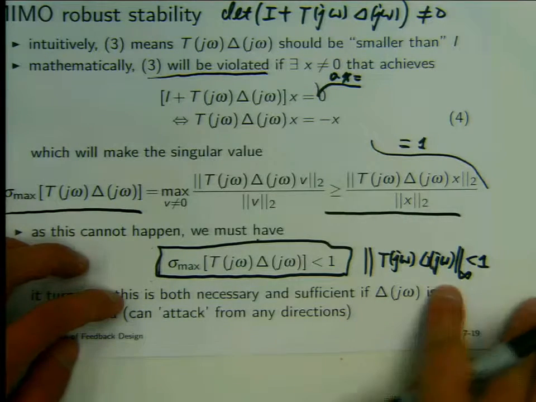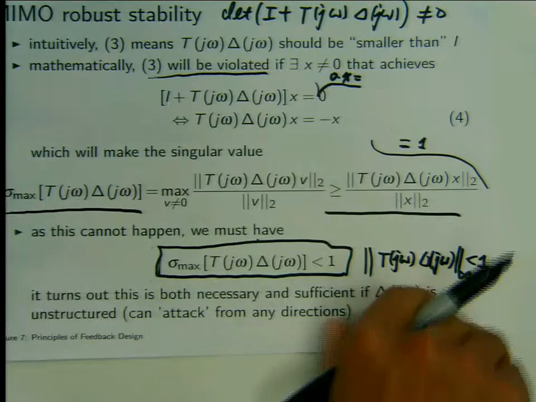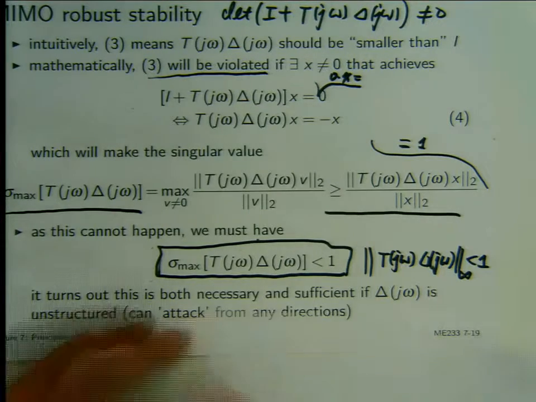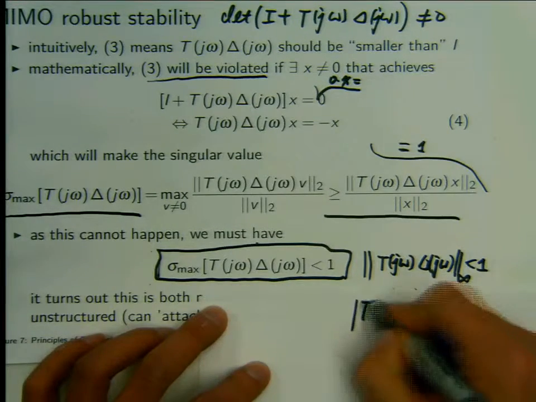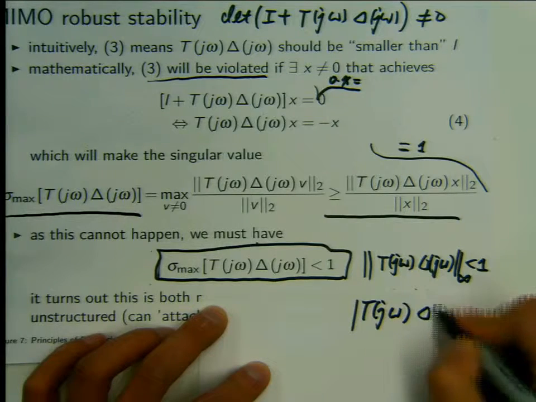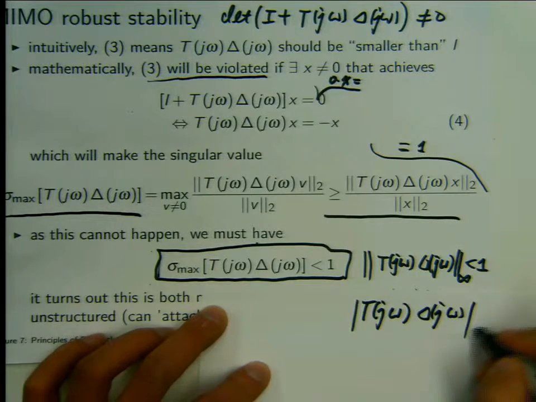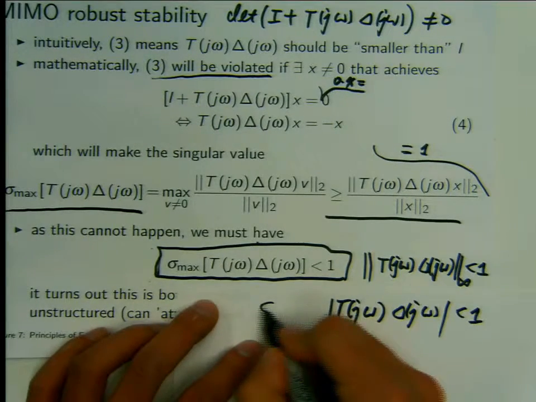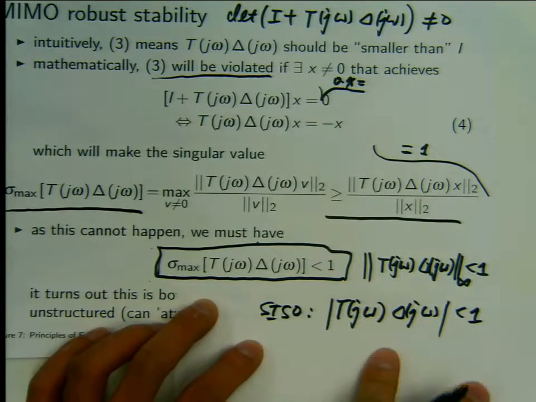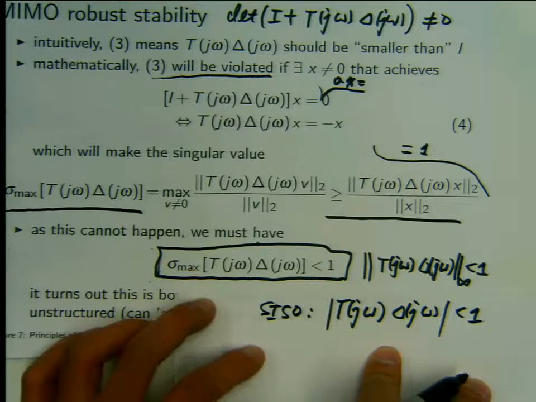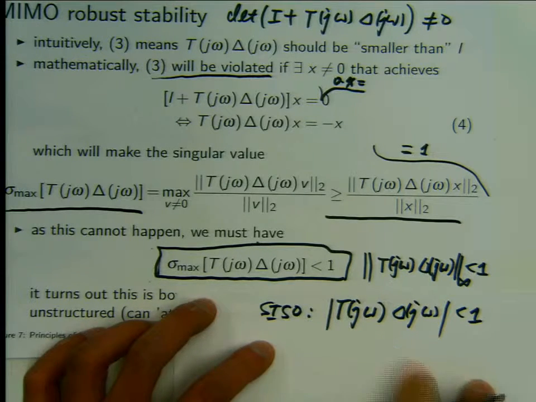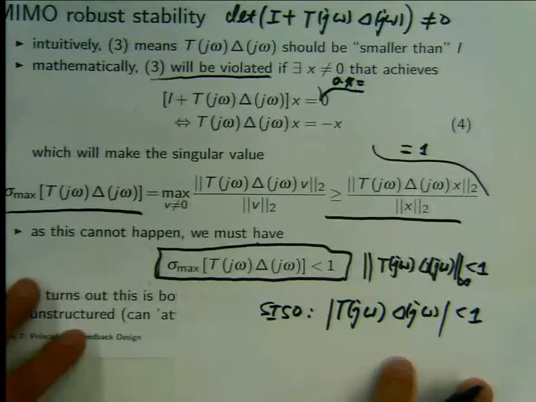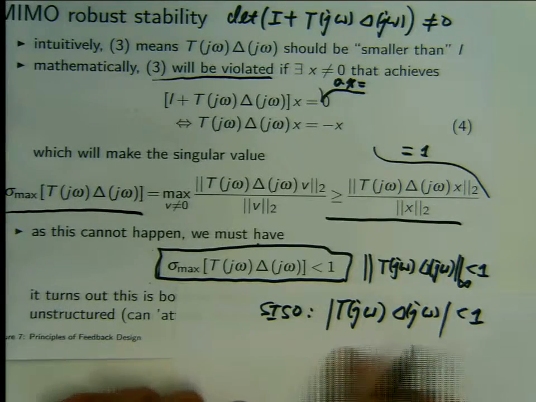I wrote this down because you're going to be immediately familiar with the result. For the single input, single output case, it is the absolute value of T(jω) Δ(jω) less than 1. So the structure of the result is exactly the same. It's just that now you are taking the maximum singular value instead of the absolute value.